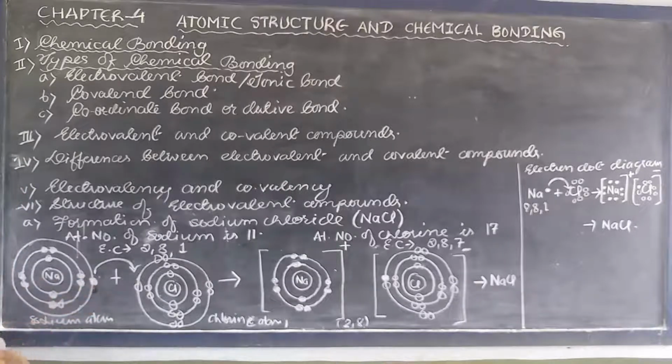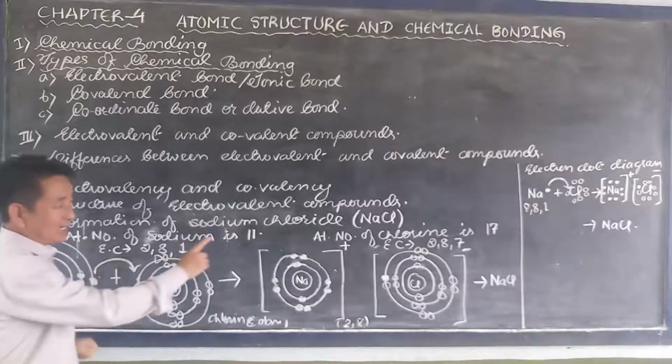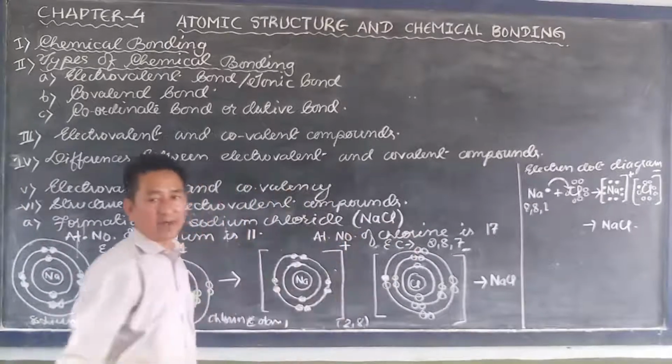So metals have a tendency to donate or to lose their valence electrons in order to acquire the stable electronic configuration of the nearest noble gases. Here the sodium atom has 1 electron in its outermost cell, so it has a tendency to donate or to lose its valence electron. It loses 1 electron.